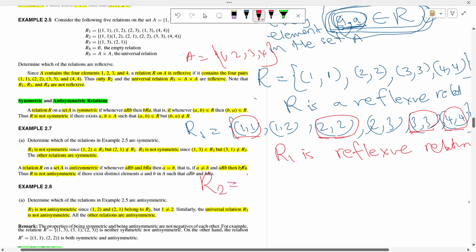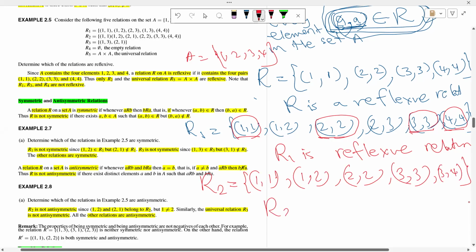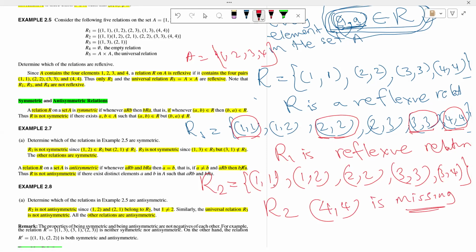Now tell me, R2 is a relation: 1 comma 1, 1 comma 2, 2 comma 2, 3 comma 3, 3 comma 4. What do you think about relation R2? R2 is not reflexive. Very good. Why not reflexive? Because in the relation R2, 4 comma 4 is missing, right? Because of that, we can say R2 is not a reflexive relation.